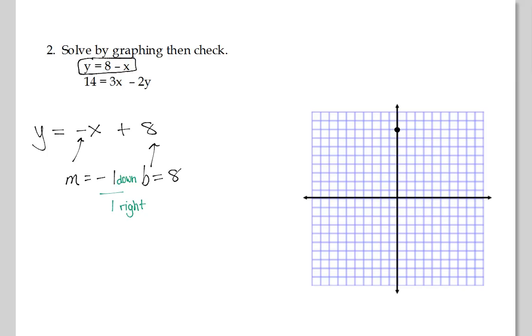And what happens when you go over 1? You got to go down 1. So you get a pretty straightforward line. Over 1, down 1, over 1, down 1, and so on. And if I go left, I got to go left 1, I got to go up 1. Left 1, go up 1. So those are the grid points that will fit that window.